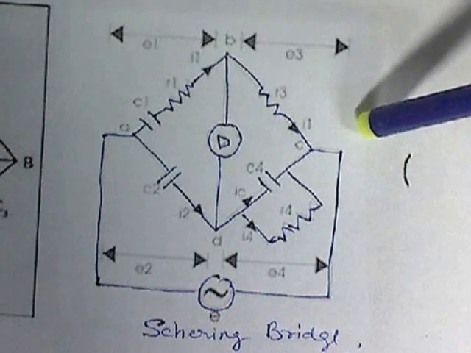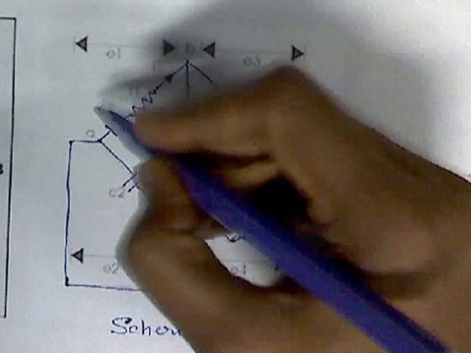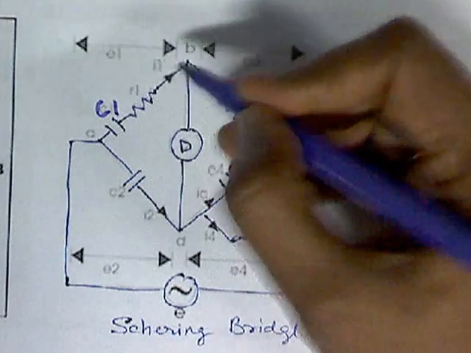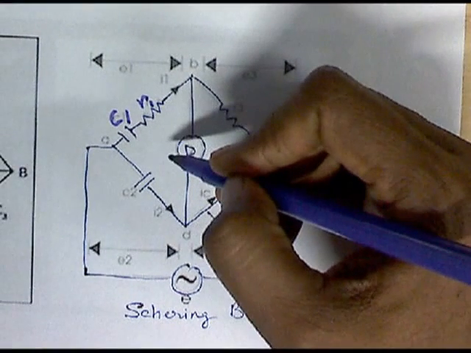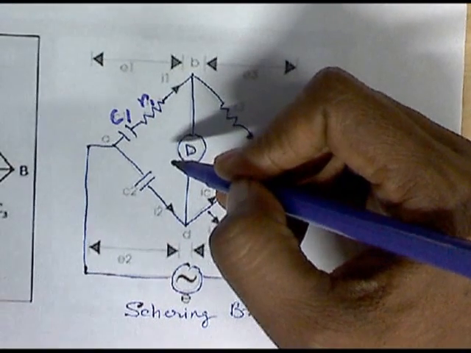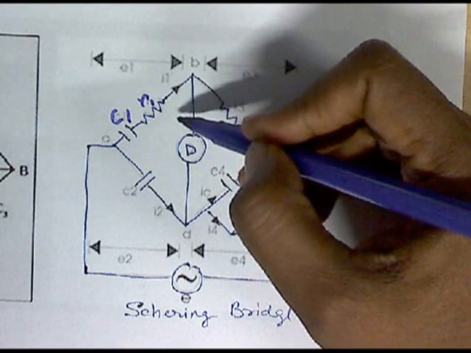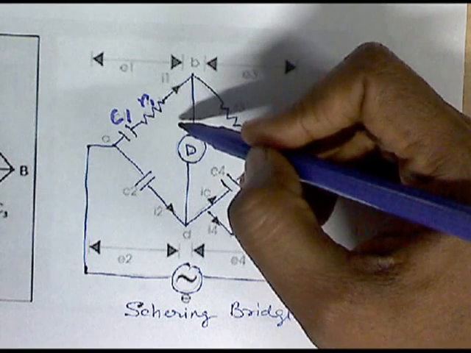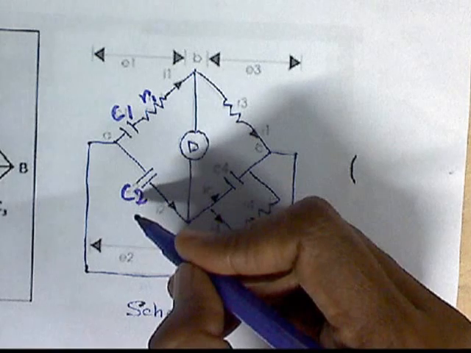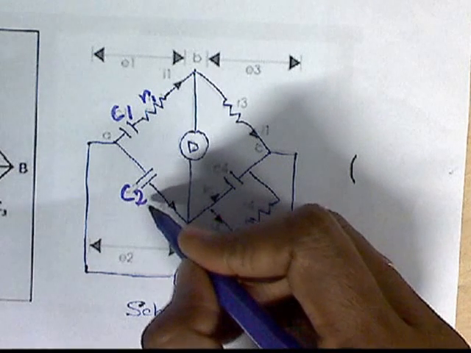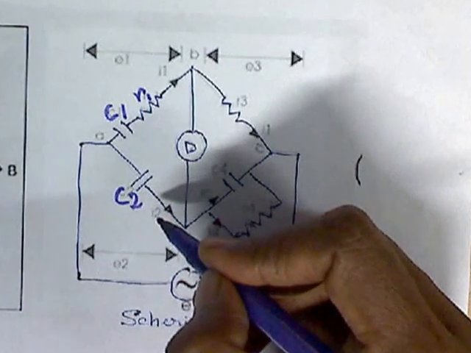Here we can see the figure of the Schering bridge. This C1 is the capacitor whose capacitance is to be determined. R1 is a series resistance representing the loss of the capacitor C1, and this is C2, a standard capacitor. Generally C2 is an air capacitor or gas capacitor, as it is loss free.